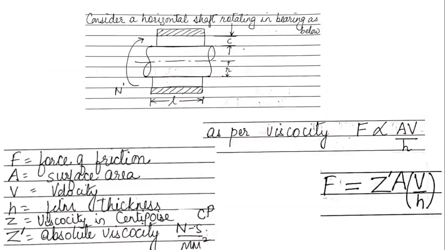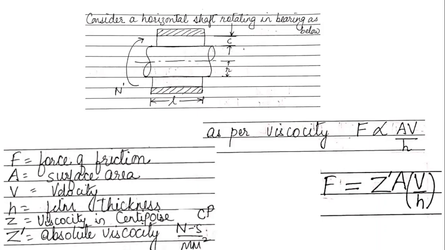Now, you can see in the diagram a horizontal shaft rotating in a bearing. In the diagram, you can see that L is the length of the bearing, R is the radius of the shaft, C is the clearance. Now, N dash is the speed or RPM with which the shaft is rotating.